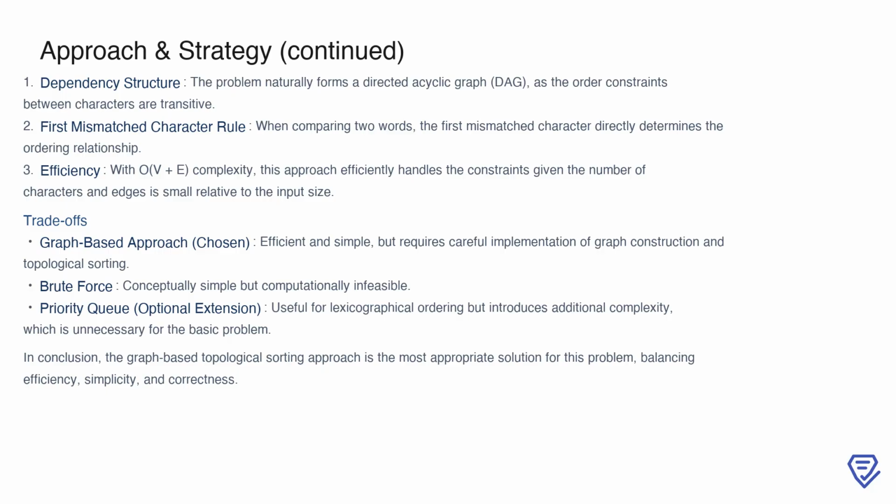Of course, there are trade-offs to consider. The graph-based approach requires careful implementation of graph construction and topological sorting, but it is both efficient and simple once understood. In contrast, the brute force method, while conceptually straightforward, is computationally impractical. The priority queue extension, while useful for lexicographical ordering, introduces unnecessary complexity for the basic problem. As a result, the graph-based approach strikes the right balance between efficiency, simplicity, and correctness, making it the most appropriate solution for the alien dictionary problem.